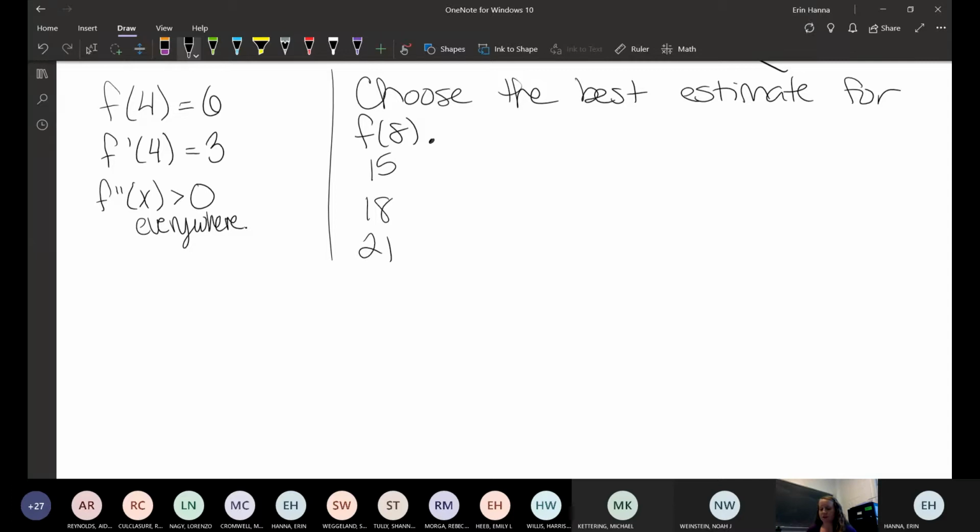So say the only information we're given about a function is that f of 4 is 6, f prime of 4 is 3, and that the second derivative is positive everywhere, and we want to choose a best estimate for f of 8 out of 15, 18, and 21.